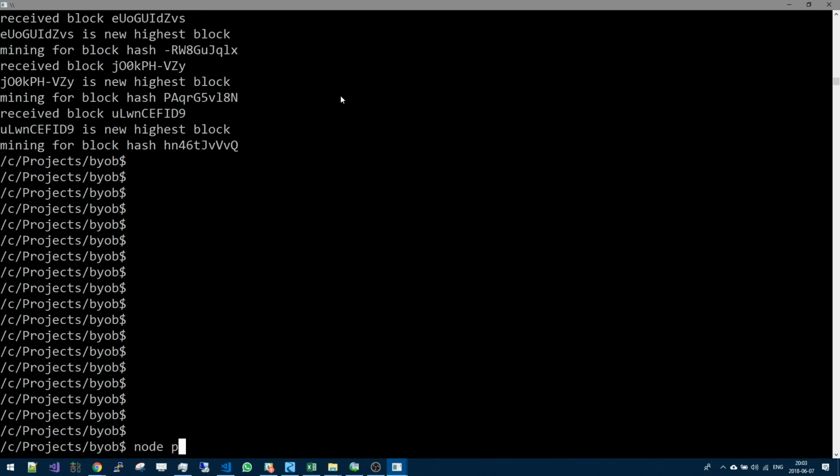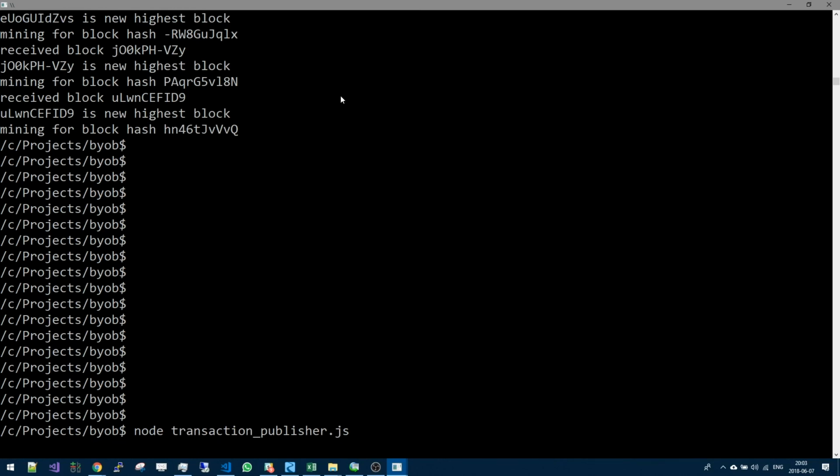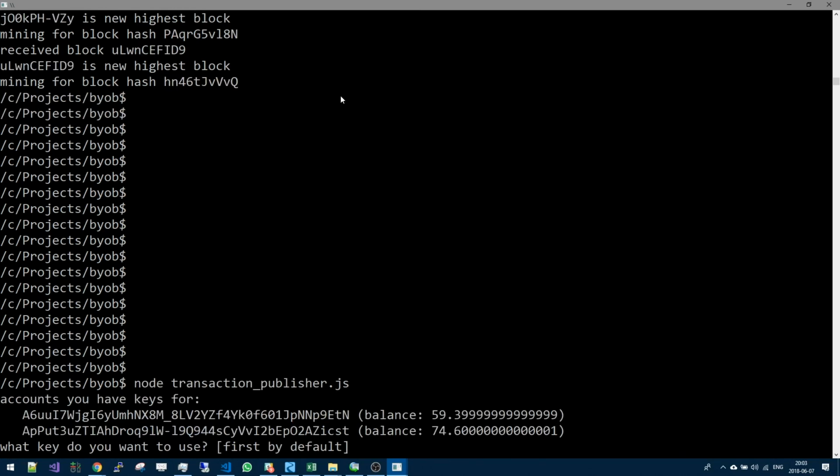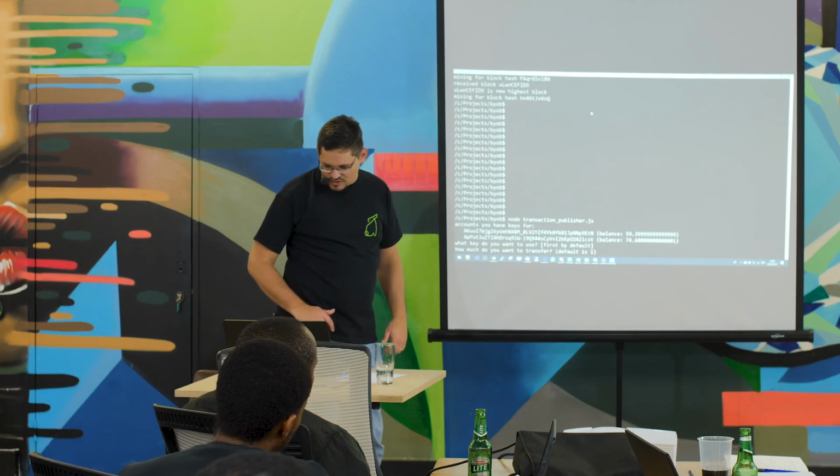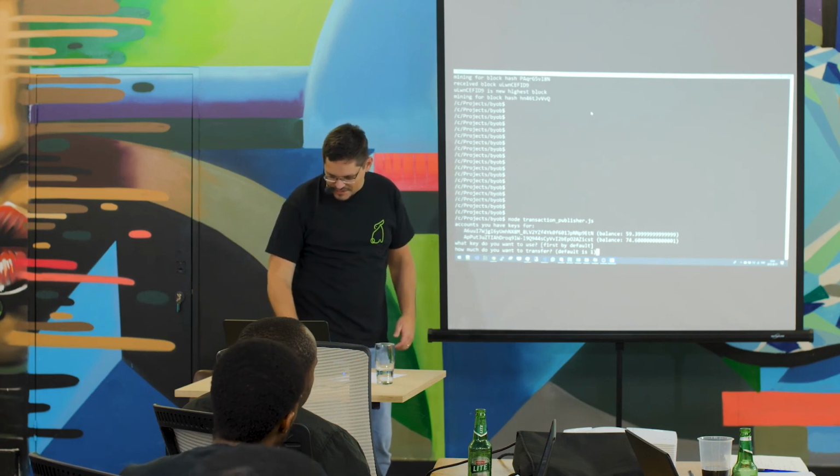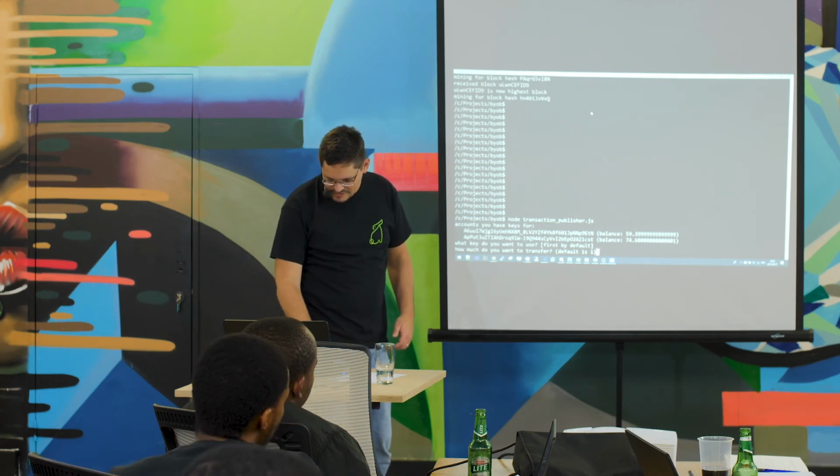So I've got this little file called transaction publisher. What it does is it tells you your accounts. You can have multiple accounts. You can check the code if you want to see how to do that. It tells you your balance. It gets this from the blockchain, by the way. And what key do you want to use? It's going to use the first one by default. How much do you want to transfer? Let's say 10.